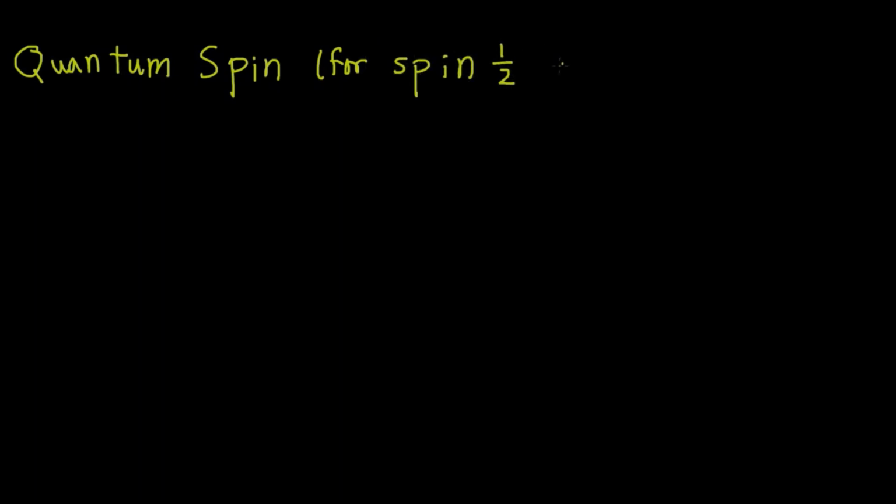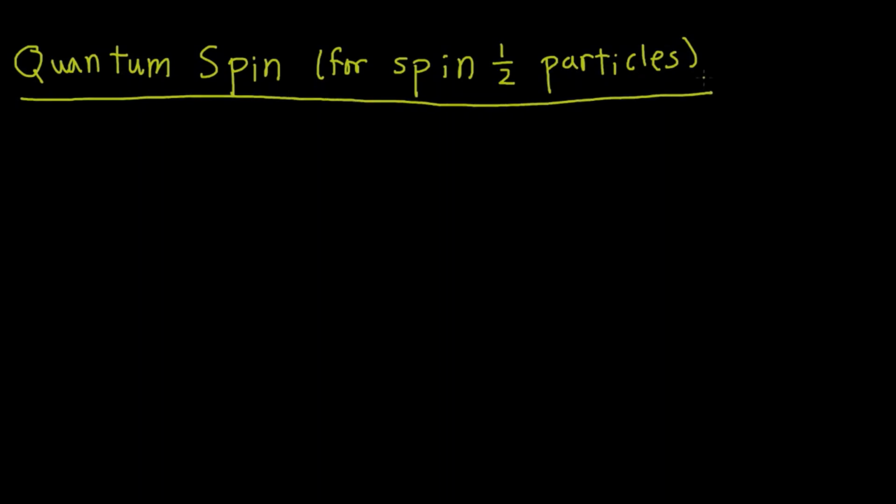Alright, so in this video we are going to talk about quantum spin for spin 1/2 particles. A few examples of spin 1/2 particles are electrons, protons, and neutrons. There are other examples, but those are the most familiar.